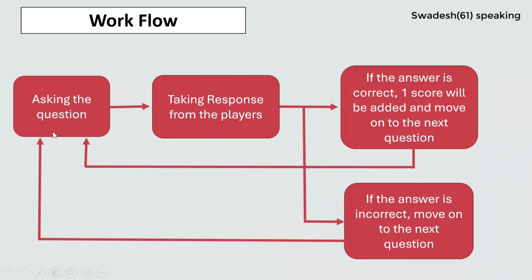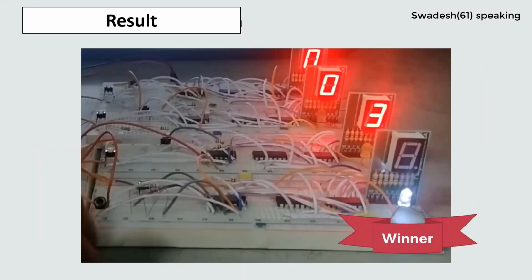As you know, during a quiz contest, the host asks some questions and the participants try to answer them. When a question is asked, the participant who presses the buzzer first will be selected for answering the question. If he can give the correct answer, 1 point will be added to his scorecard. If he cannot give the correct answer, no point will be added and the host will move to the next question. This process will continue until we get the winner. Finally, the participant who gives the correct answer to a certain number of questions will be declared as the winner.